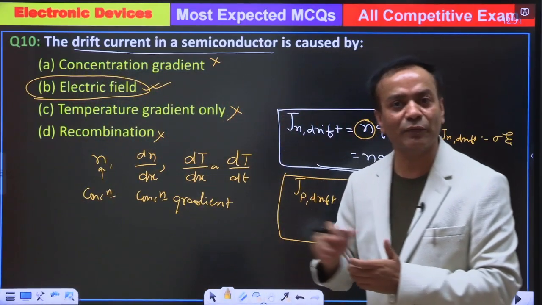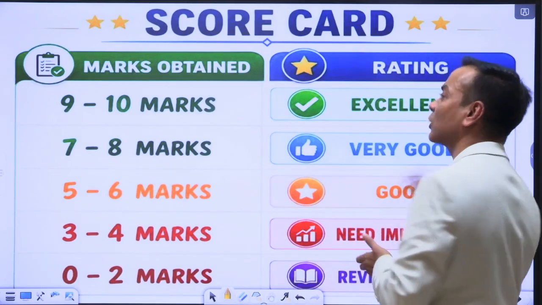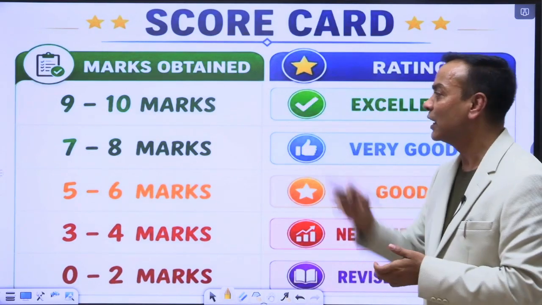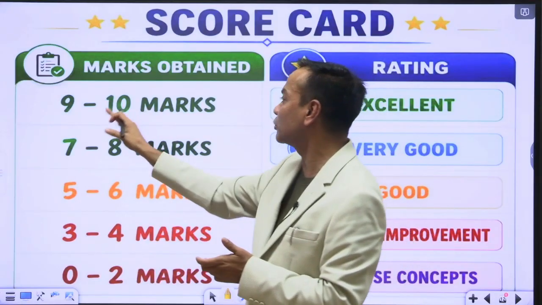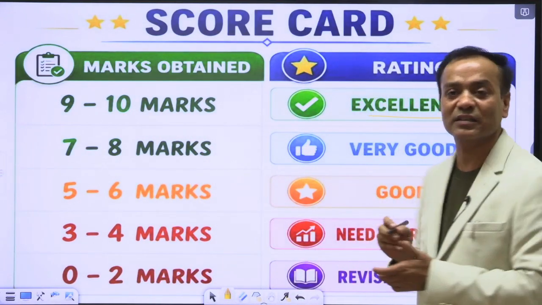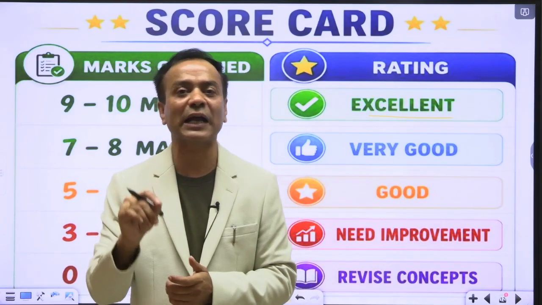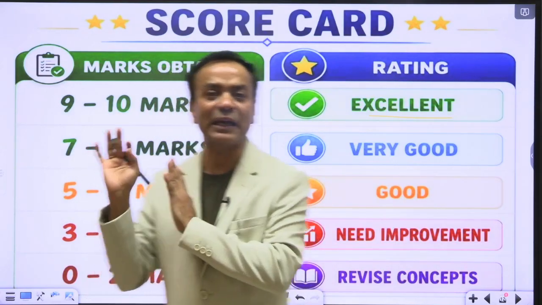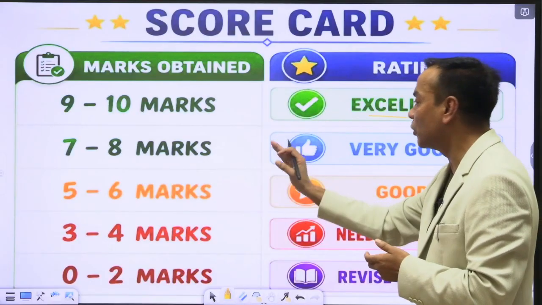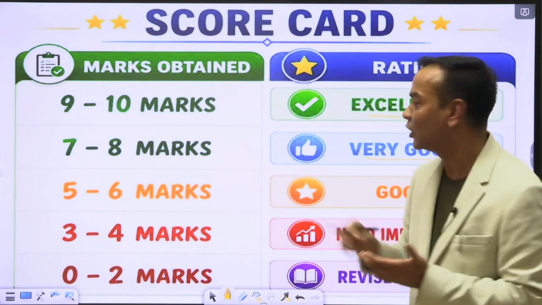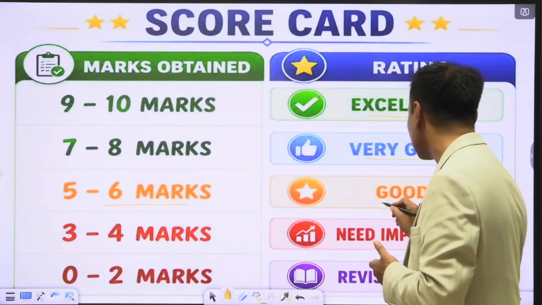Now, whatever you got as a score based on your self-evaluation, I'm going to release the scorecard also. So here a scorecard is given. Whatever questions I had discussed, 10 questions. Out of those, if you got by yourself 9 to 10 marks, then your response is called excellent. Just mention what you got through a comment on our channel. Here 7 to 8 marks means you got very good marks. You need to improve more to come to the first category. Then we have 5 to 6 marks, which means simply good.